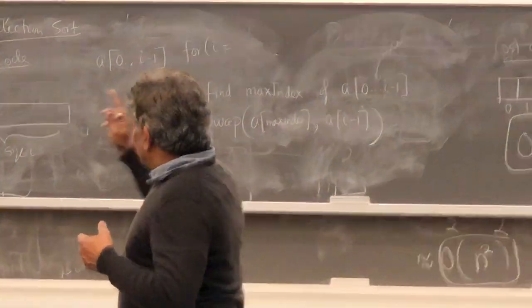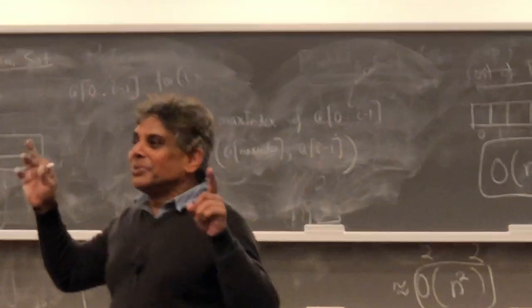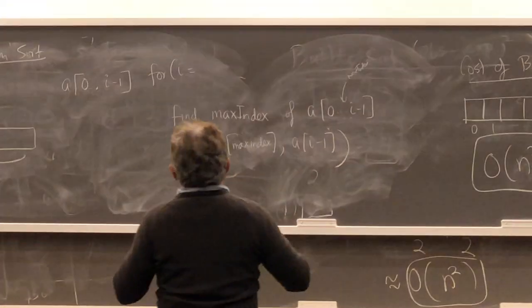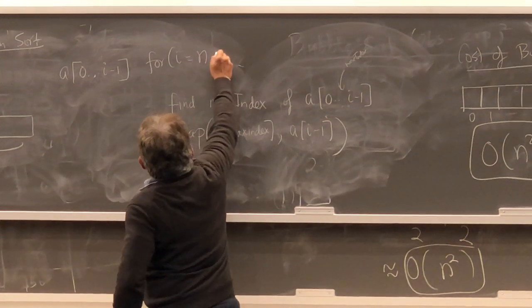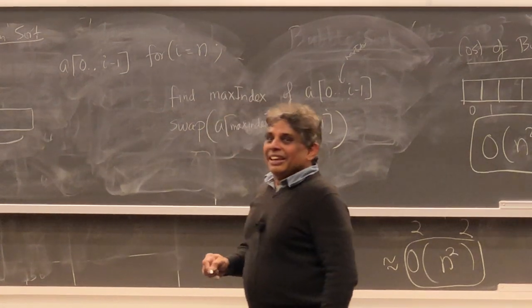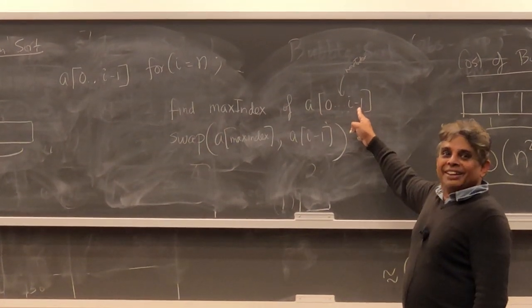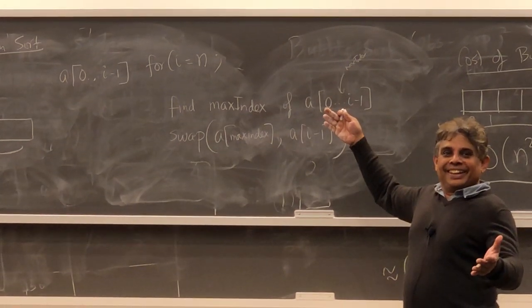I'm not talking about this particular example. I want it in terms of n. It's going to be n, right? So I will start i from n. Because remember, if i is n, I'm looking at 0 to n minus 1. That's the entire array, right?